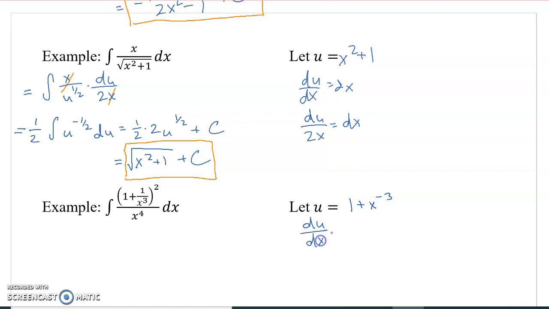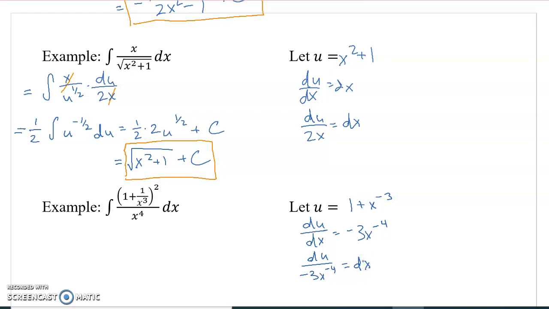So du with respect to x is negative 3x raised to the negative 4. So I'm going to divide by negative 3x to the 4th. I'm going to multiply by dx. I'm going to get du over negative 3x to the negative 4 equals dx.